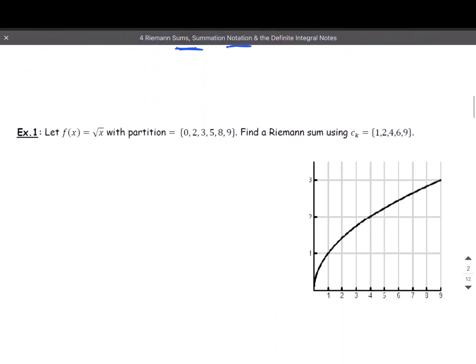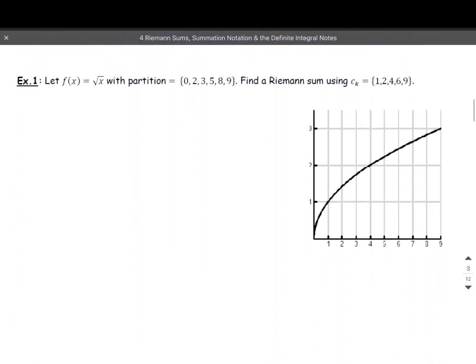Let's look at one that's not an LRAM or an RRAM or an MRAM, and let's find the Riemann sum. So here's the graph of the function f of x equals the square root of x. Now we're going to partition it at 0, 2, 3, 5, 8, and 9. That means we're going to have a rectangle going from 0 to 2, 2 to 3, 3 to 5, 5 to 8, and 8 to 9.